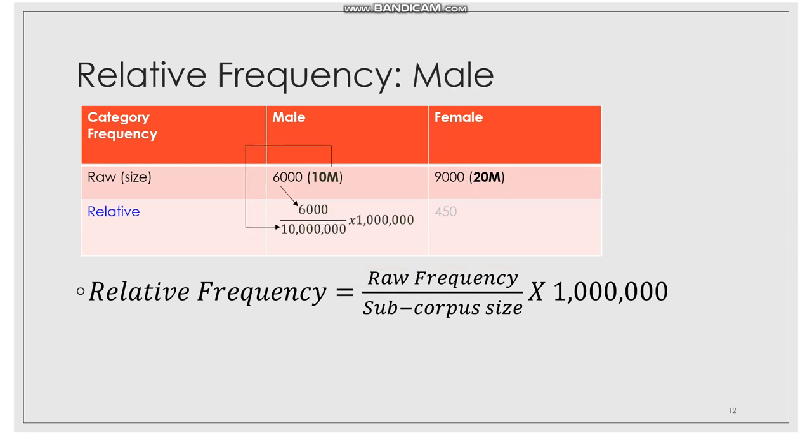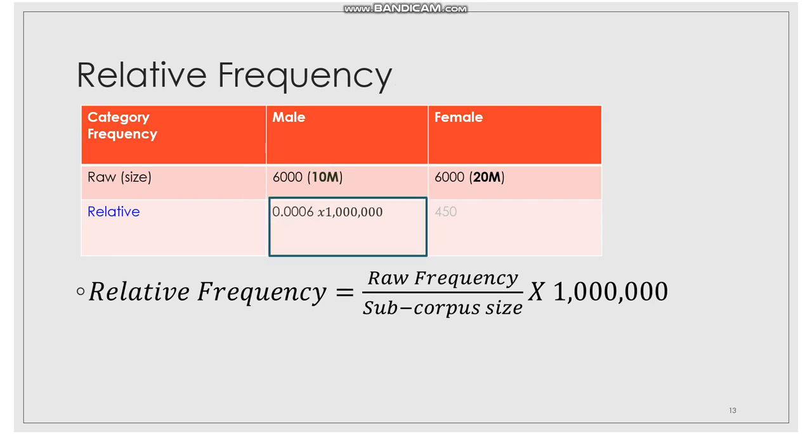The raw frequency of the word feel in the male speaker subcorpus is 6,000, and the total number of word tokens in the subcorpus of male speakers is 10 million. Therefore, we divide 6,000 by 10 million, and we get 0.0006. We multiply this by the value of 1 million, and we get our relative frequency of 600 for male speaker subcorpus. We do the same calculation for the female speaker subcorpus.